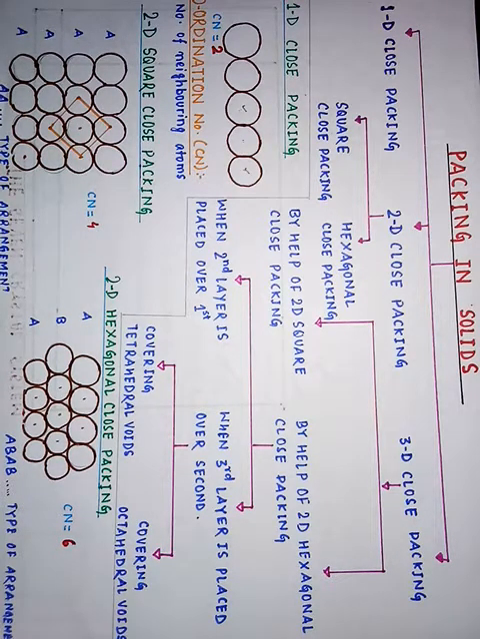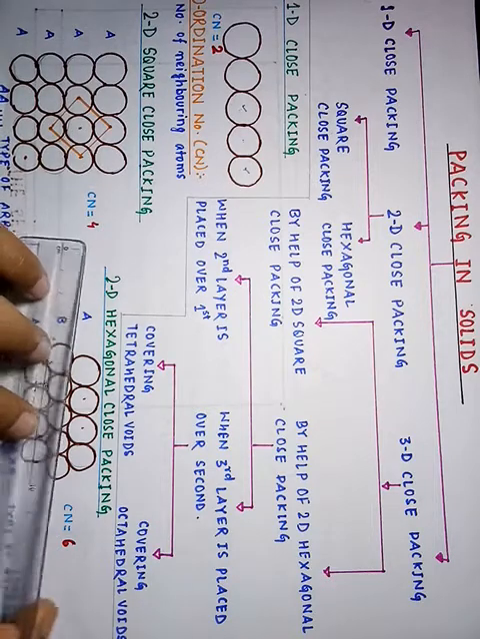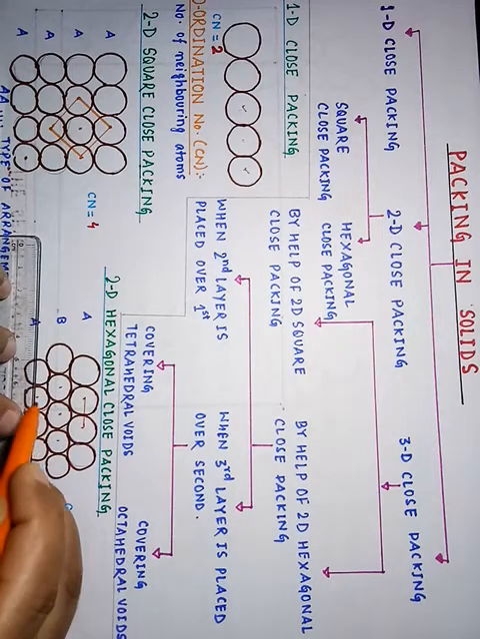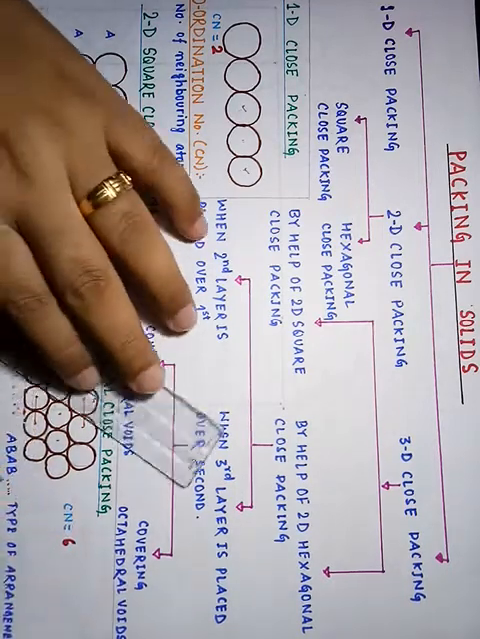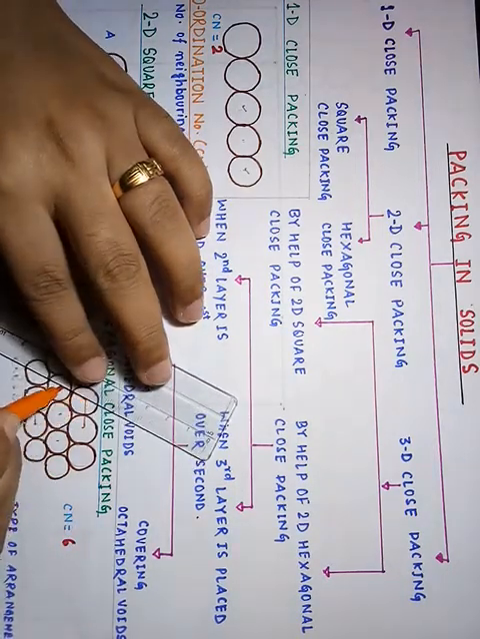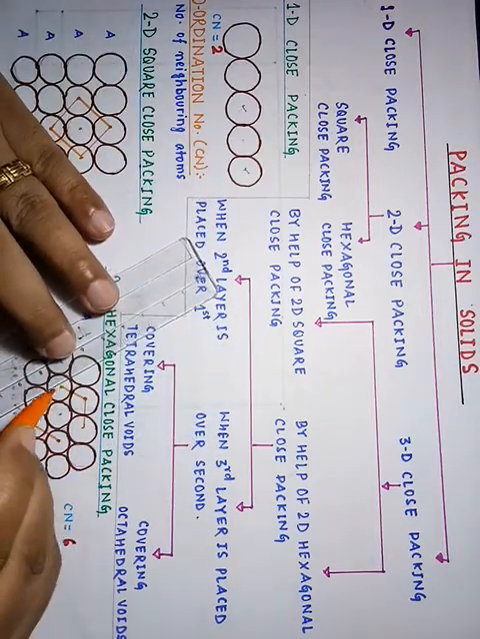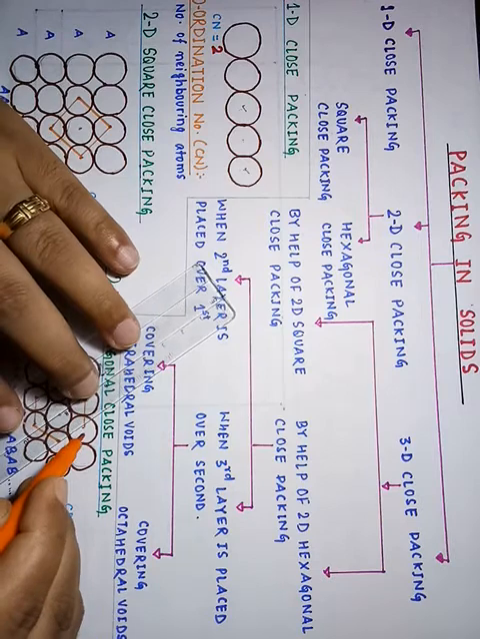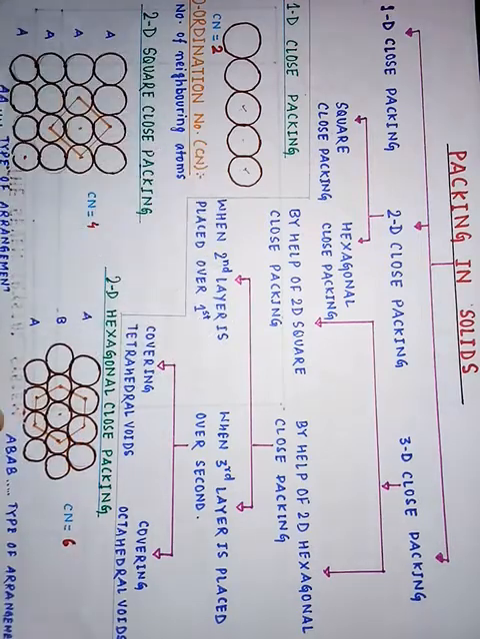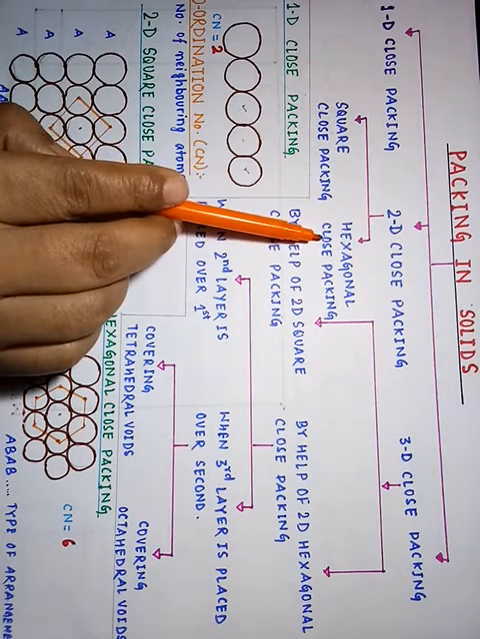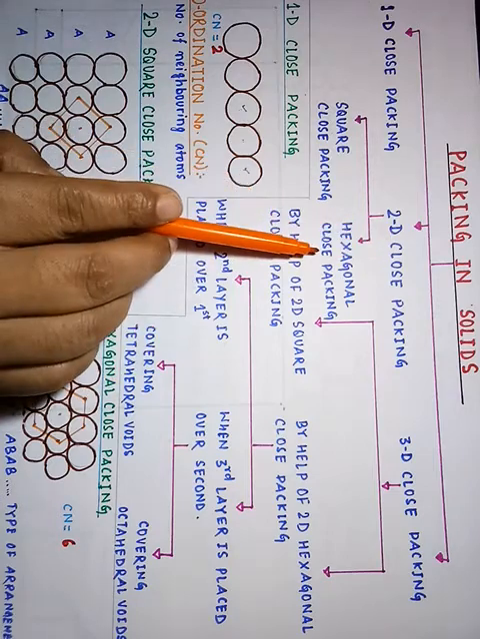Now why do we call it hexagonal? If we join the centers of the neighboring atoms, what we are getting here is a hexagon. That is why we call it hexagonal close packing. So we have covered till here, students. In this flow sheet we have covered till 2-dimensional close packing.